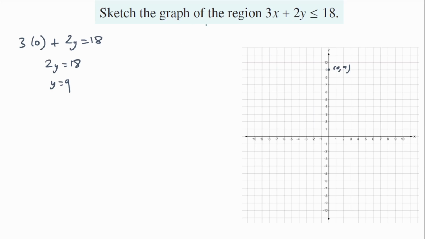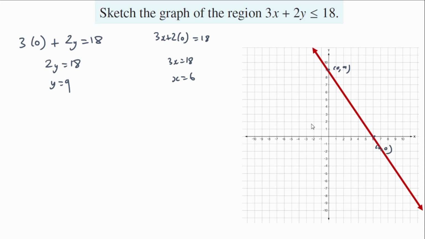Now moving on to my x-intercept, so that's when y equals 0. That gives me 3x plus 2 times 0 equals 18. So 3x is going to equal 18, therefore x equals 6. So my x-intercept is down here at (6, 0). Once you've got that, just connect those 2 points with a line and a ruler, and there we go, we've got our graph there.